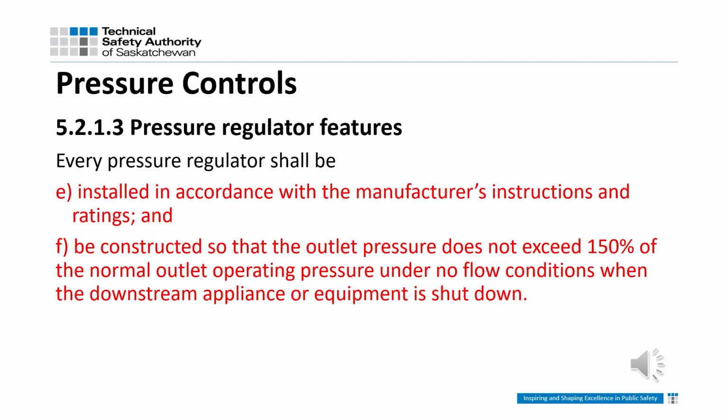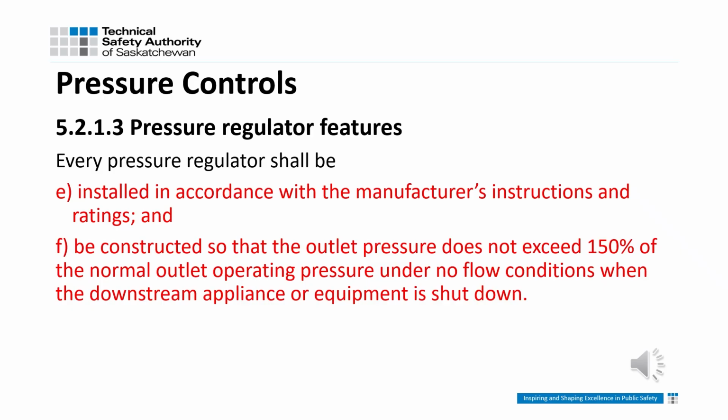5.2.1.3 Pressure regulator features has an additional 2 clauses, Part E and F. The manufacturer's instructions are the key to Part E. Some regulators that are certified to a standard may not meet that certification if you do not follow the instructions set out by the manufacturer, such as regulator vent size and length, or a change of orifice size. For Part F, the lockup of the regulator cannot exceed 150% of the set pressure.